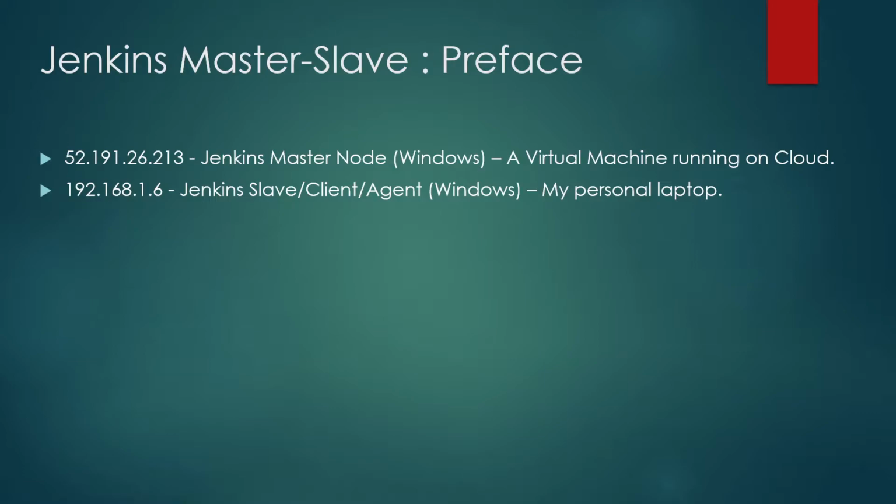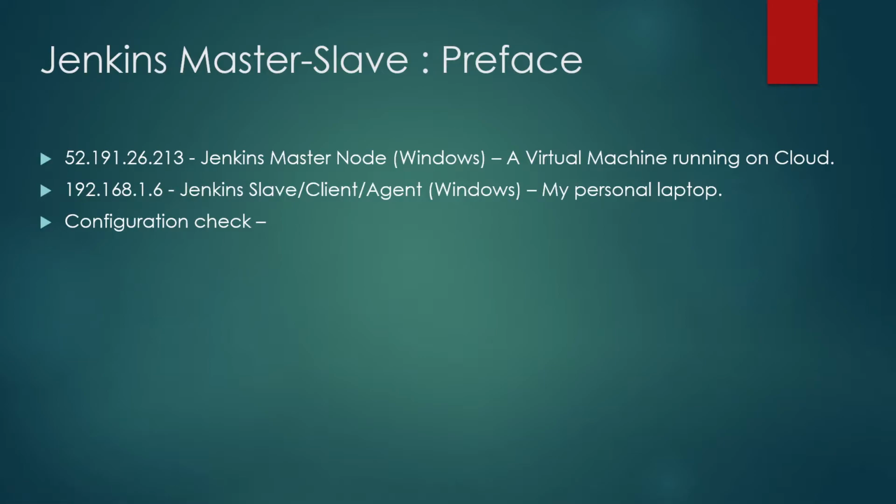The first one would act as a Jenkins master node. It's a Windows environment, and it's a virtual machine which is running on cloud. It can be on any cloud. And the other one is my local laptop, which is 192.168.1.6. It's a Jenkins slave or a client or an agent. It's also a Windows machine. So basically we are going to make master slave architecture on Windows to Windows machines. It's my personal laptop, so you guys can use your personal laptop as well. It is not exactly the same as what we were seeing right now. I have spun this VM on a cloud to show you how you can set up an agent.